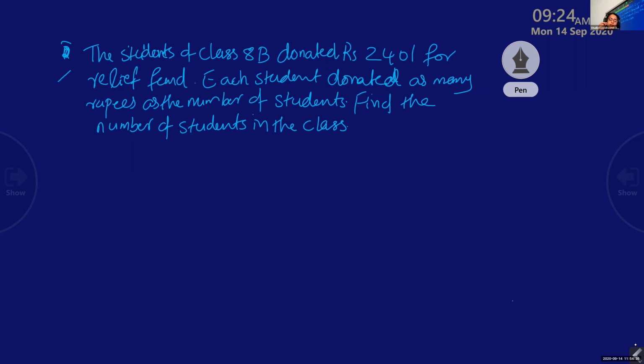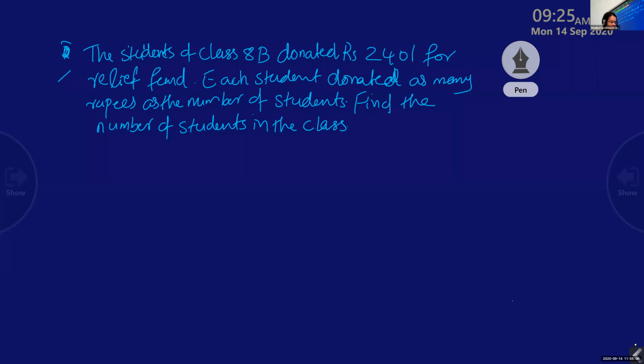Suppose in your class there are 20 students, you will donate 20 rupees each. If there are 36 students, each will donate 36 rupees. In that way, you are donating and you are getting a sum of 2401. The question is, how much will each student donate, or what was the number of students? The number of students in the class and the amount donated are the same.